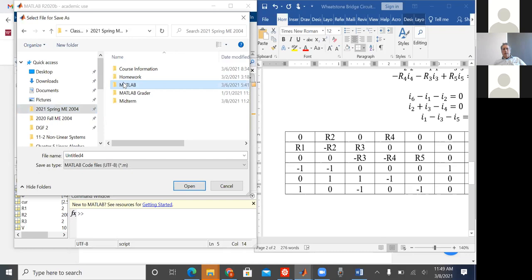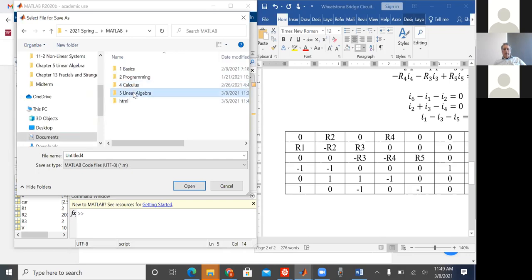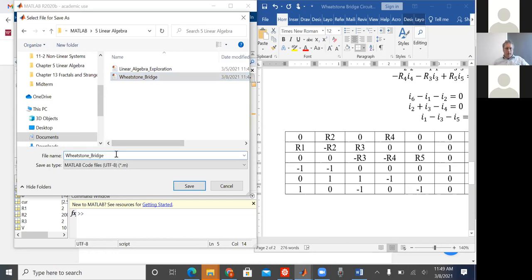I have so many directories and subdirectories. Could you imagine me without directories and subdirectories? It wouldn't be pretty. There's the driver program. There's the special case program.